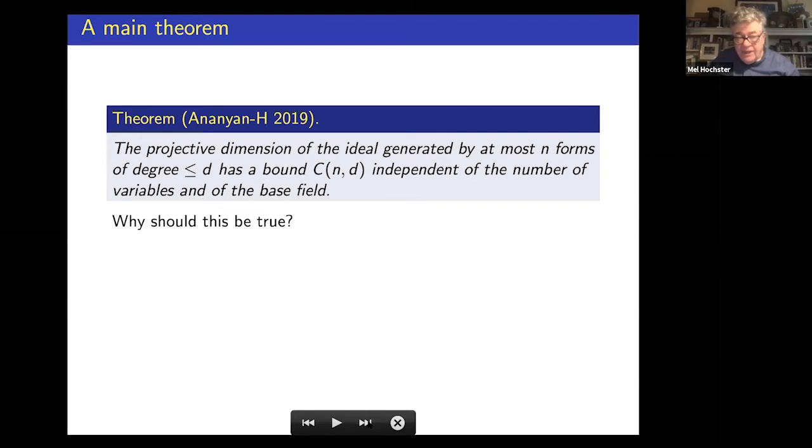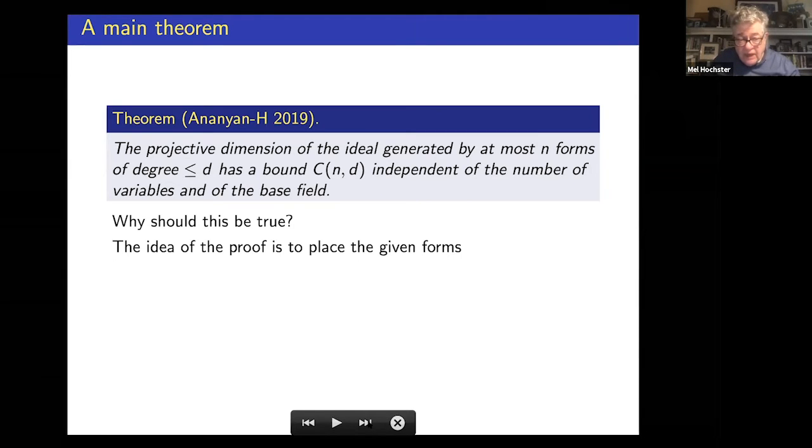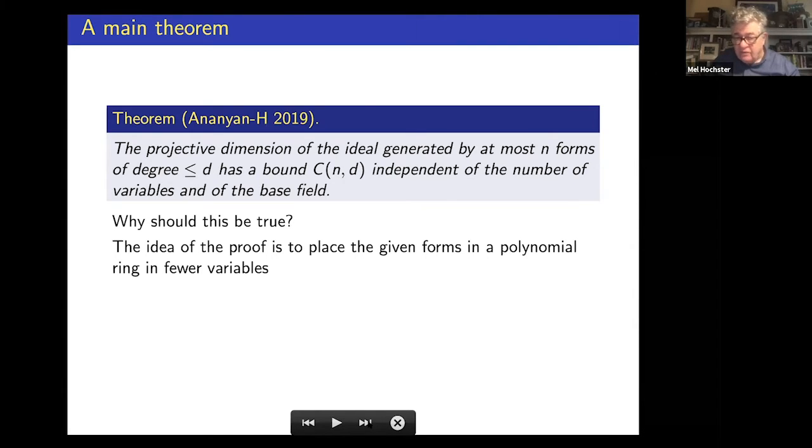And I want to explain why this is true, at least something about why it's true. The idea of the proof is to take the forms that you're given, and they may have lots of relations that you don't want, and therefore complicated syzygies, and put them into a polynomial ring in fewer variables. And then that small number of variables gives you a bound, if it depends only on n and d, and not on the capital N, the big number of variables.